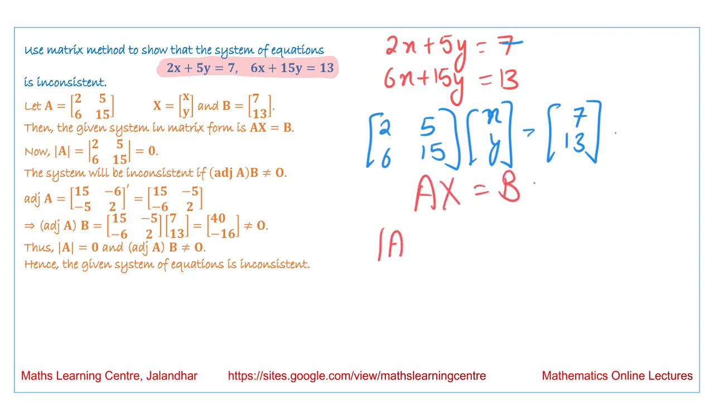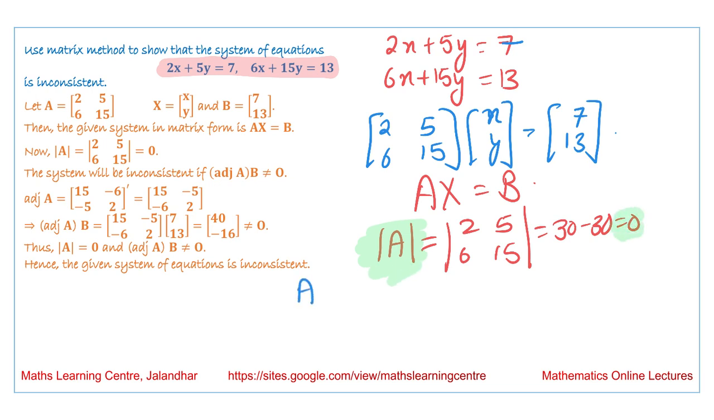If we calculate determinant of A, with 2, 5, 6 and 15, that is equal to 30 minus 30 is equal to 0. So we are talking about the case that determinant of A is equal to 0. The next thing we have to do is calculate the value of adjoint A into B. Now the value of adjoint A, this is the matrix we have.